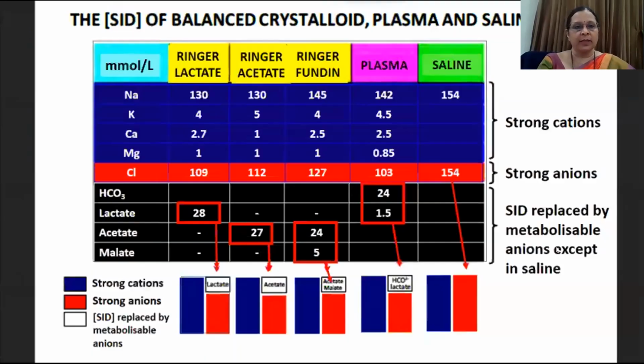So let's have a look at these different fluids that we use day in and day out. Plasma has a SID of 38 millimoles per liter, we said. Look at Ringer lactate, that also has a SID of about 28 millimoles. You can see very similar. You can see metabolizable anion in acetate. Ringer acetate has that. Ringer fundin has acetate and malate to replace this, whereas saline doesn't have any of these. So SID is replaced by metabolizable anions in these crystalloids that we use other than saline. It's just something for you to know.